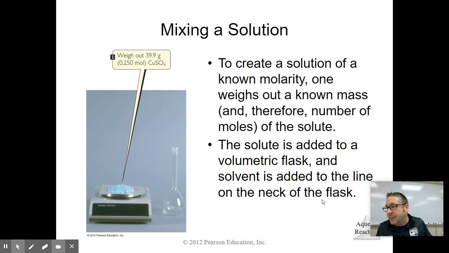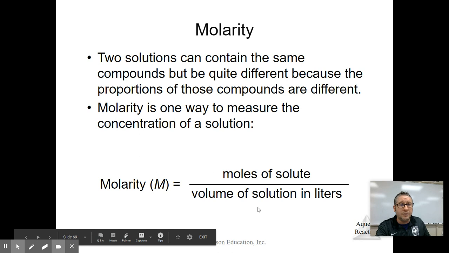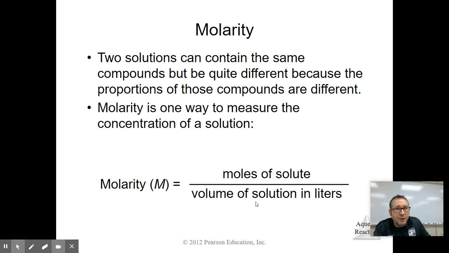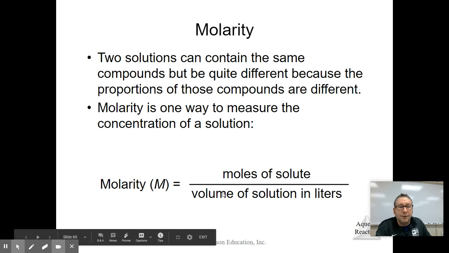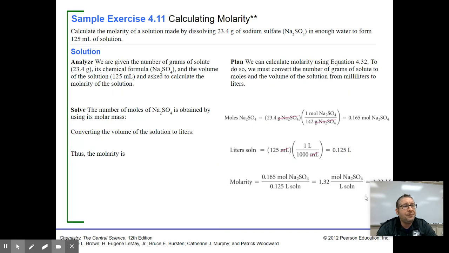So we're going to spend a few times utilizing the molarity equation to help solve for any of these variables. This is an equation, a formula, so just like any other formula we've ever used, we can rearrange this to solve for whatever is unknown. Okay, so let's look at this example here.